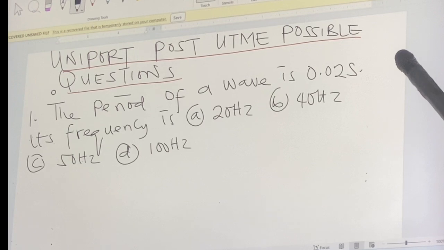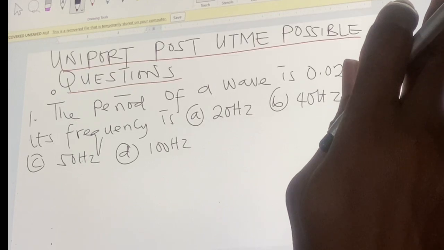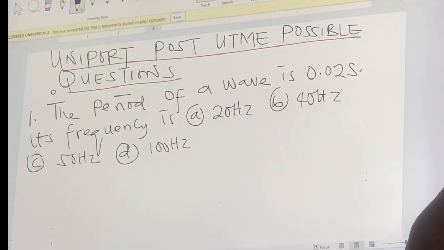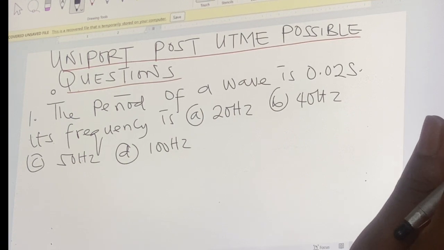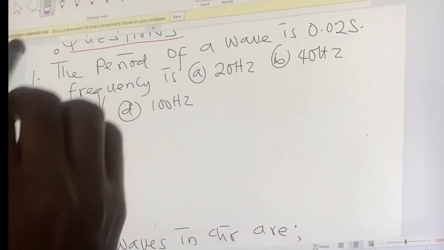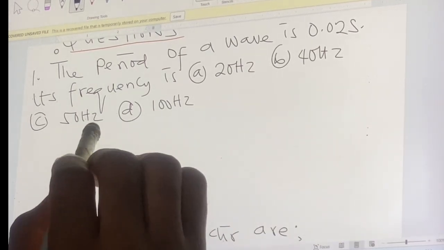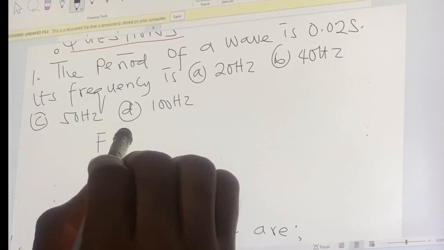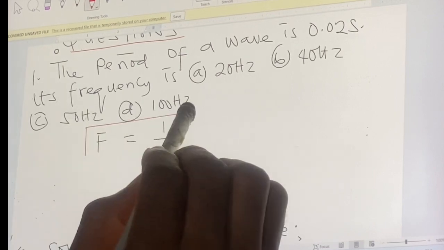Question 1, they said the period of a wave is 0.02 seconds. Its frequency is, so we are asked to find the frequency. Now there's what we call wave parameters, and period is one of the wave parameters. The formula for frequency related to period is F is equal to 1 over T. Please don't forget this formula, very important.